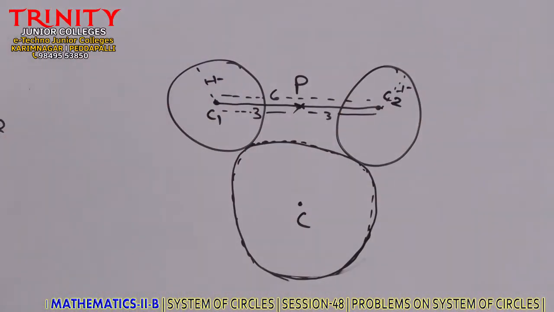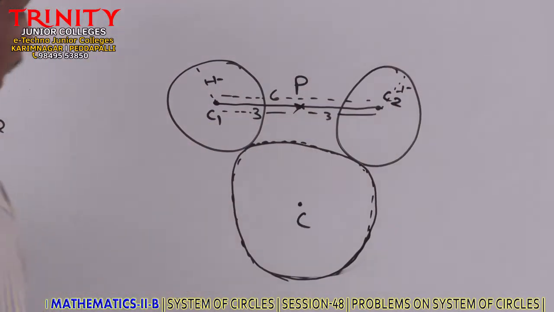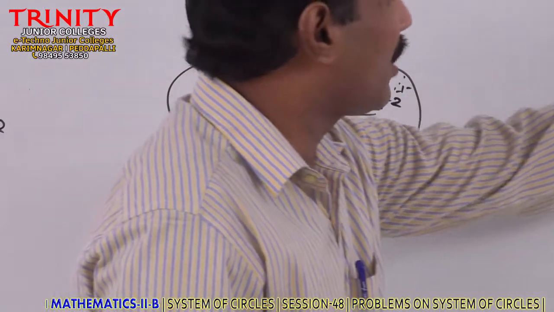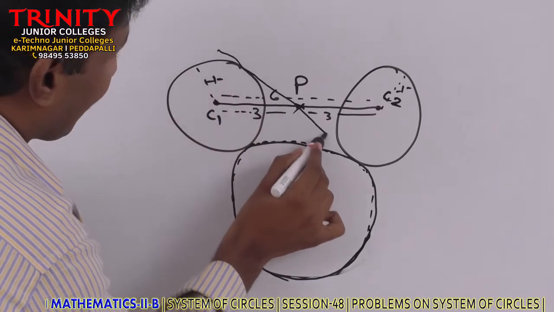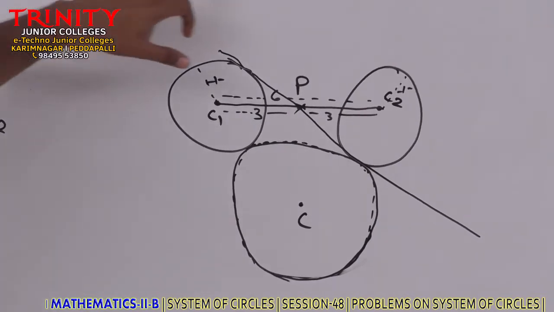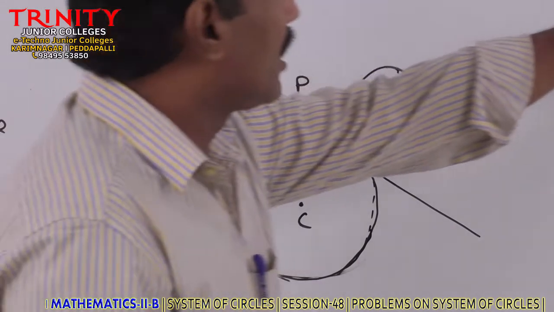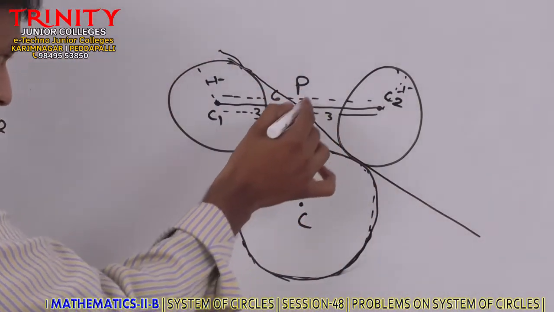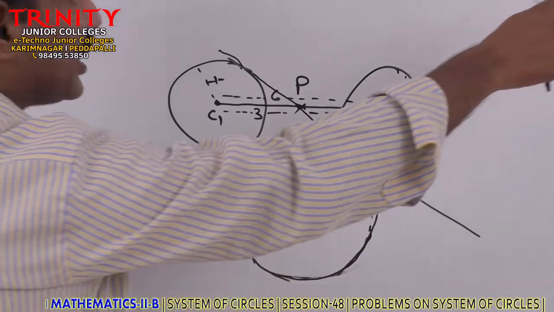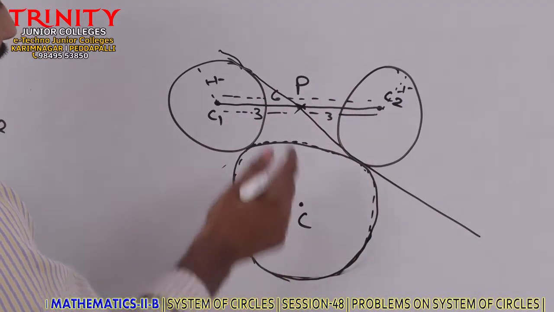If a common tangent to C1 and C passes through P, that means the common tangent we take is a transverse common tangent in this case. It also has another condition: it is a common tangent to C2 and C, so we take the tangent like this. There is another common tangent of C1 and C, but here we need this tangent, because our required common tangent is also a tangent of C2. Indirectly, it is the common tangent of C1, C2 and C.